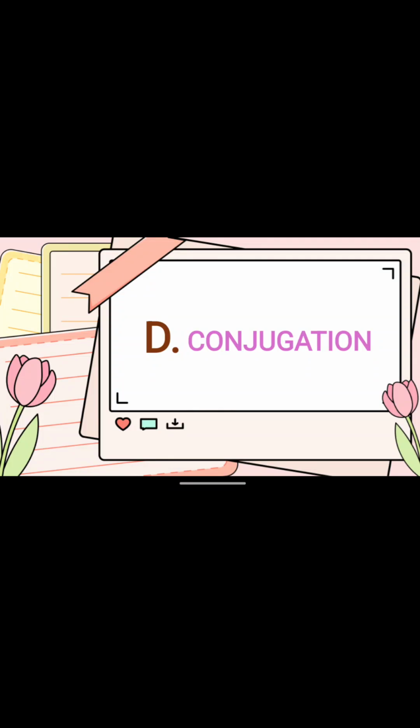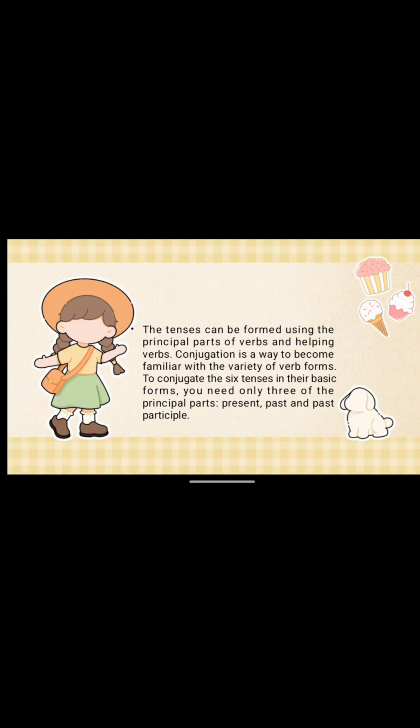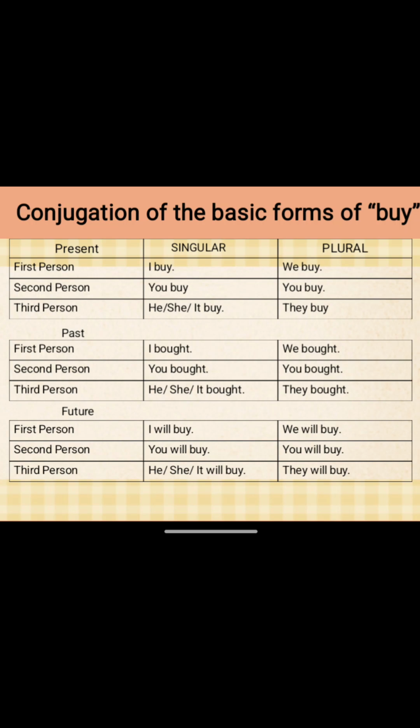So what is conjugation? Conjugation, the tenses can be formed using the principal parts of the verb and helping verbs. Conjugation is the way to become familiar with a variety of forms of verbs. It means changing a verb form to show who is doing the action and when the action happened. So we have here the example of conjugation in the basic form of buy.